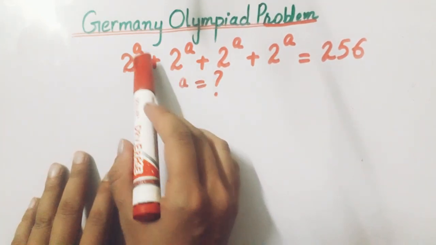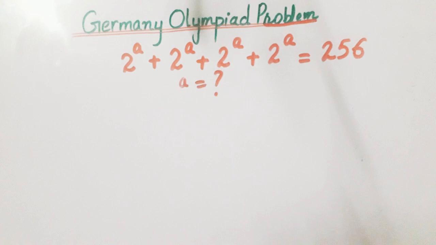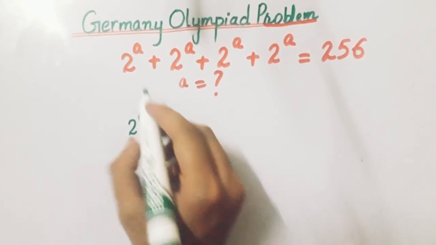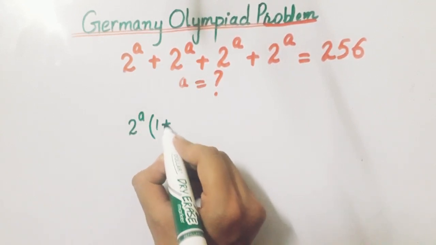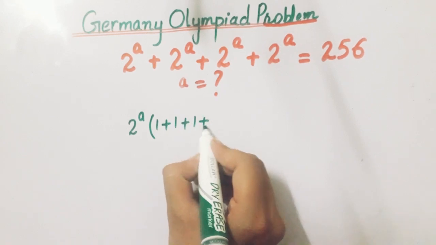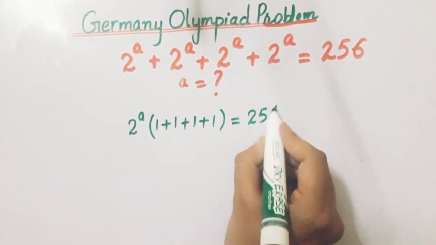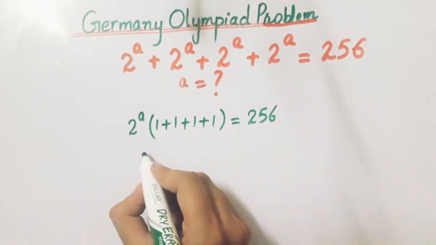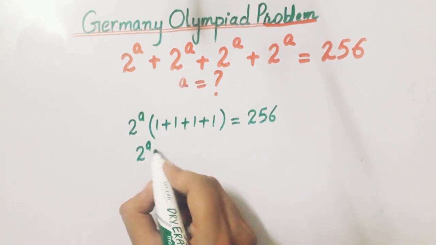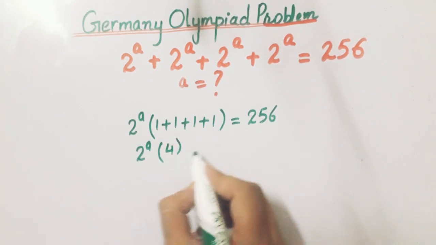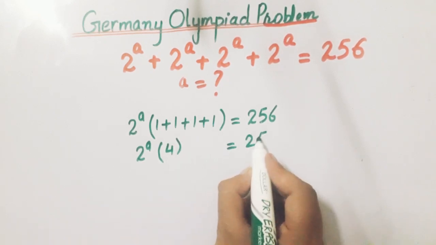According to that, 2 raised to power a can be taken as common from all these four terms. So we will take this as common. The remaining is 1 plus 1 plus 1 plus 1, 4 times, that equals 256. Now we can write this as 2 raised to power a into (1 plus 1 plus 1 plus 1, which is 4). This equals 256.